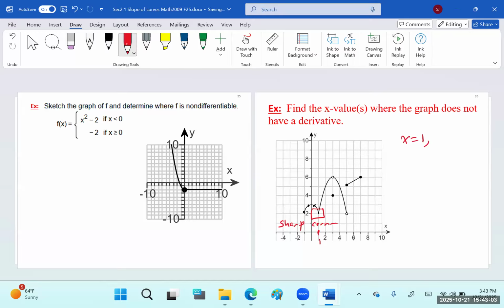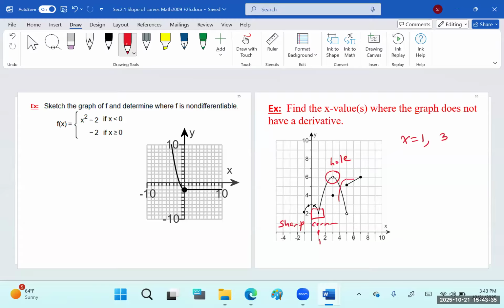And then we move on. And then what happens here? It's a hole. So what's the x value? 3. Here we have a second problem. It's a hole, so x equals 3. Then from here we go on until we reach here. What's this? It's a jump. It's not a hole actually. It's a jump.